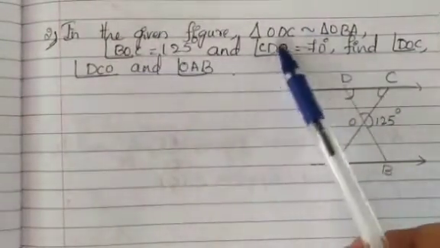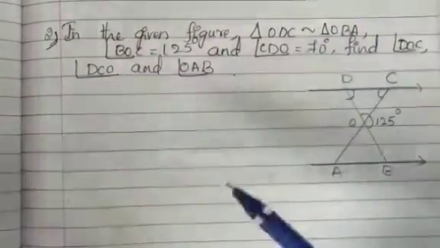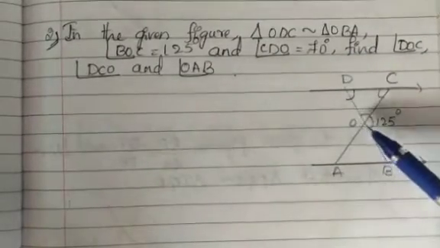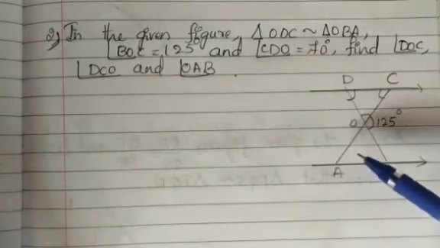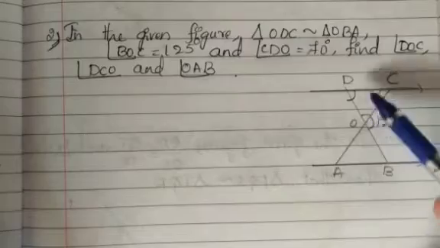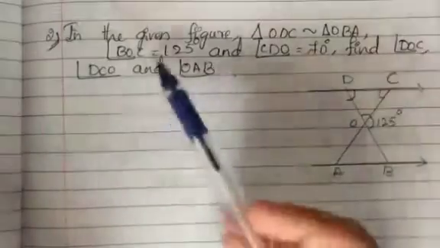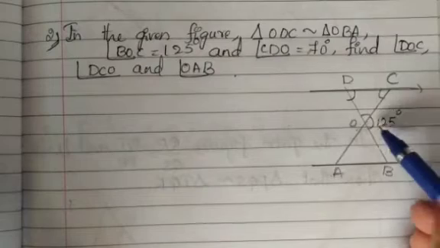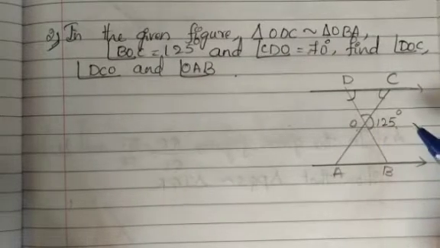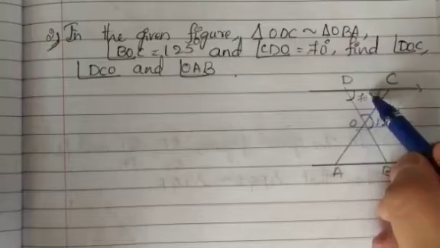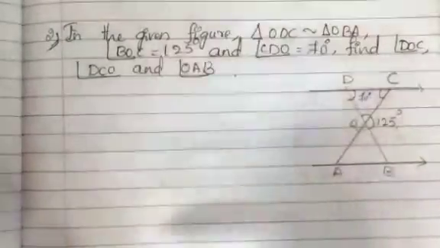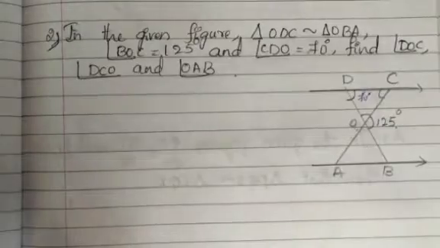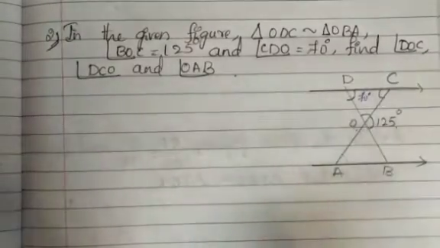In the given figure, triangle ODC is similar to triangle OBA. So triangle ODC is similar to triangle OBA; these two triangles are similar to each other. Given angle BOC is 125 degrees and angle CDO is 70 degrees here. Find DOC, which means this angle you have to find out, and also DCO, this angle you have to find out, and also OAB, this angle you have to find out here.